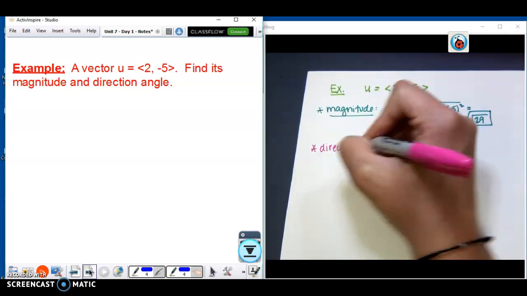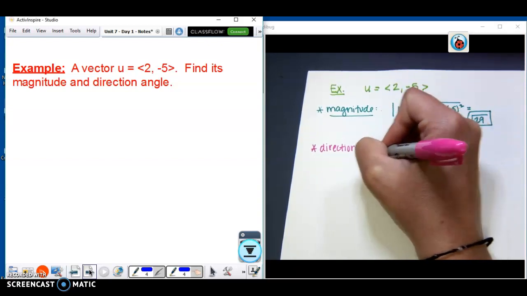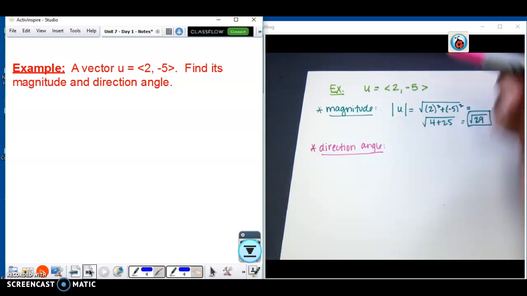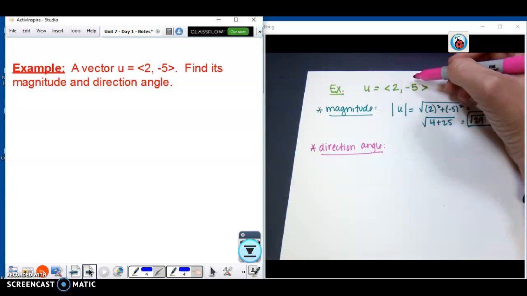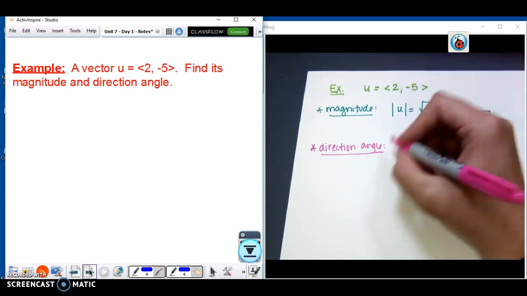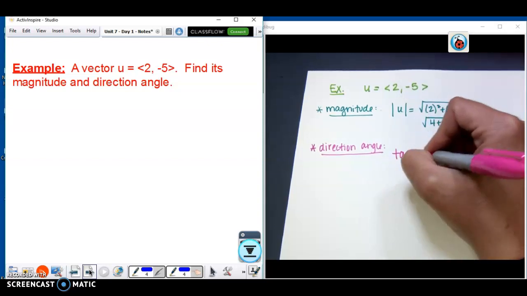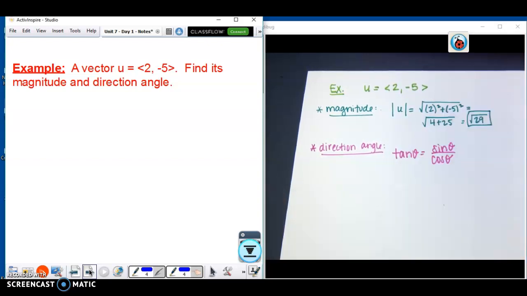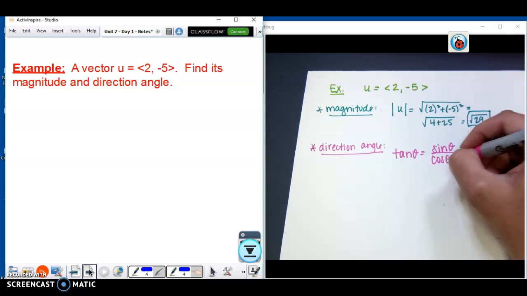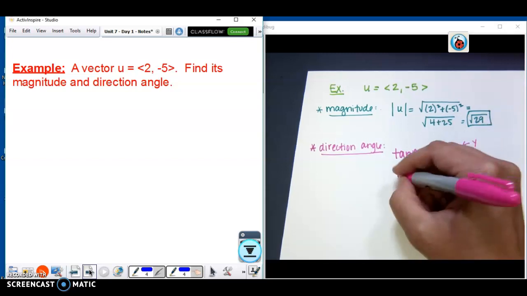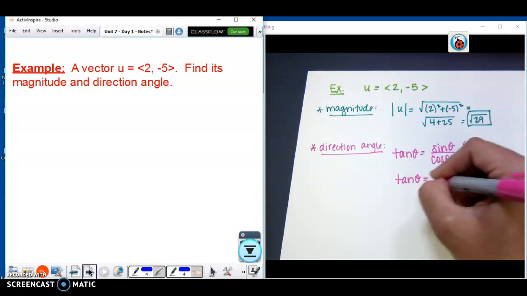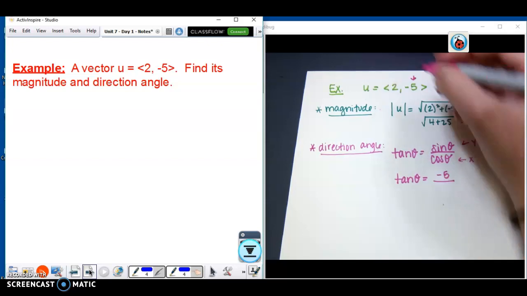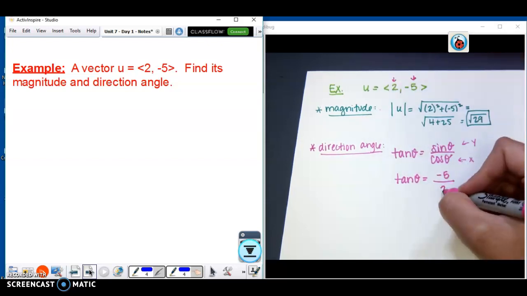we have to use some information that we learned last unit. So to get the direction angle, because we know this one goes with cosine and this one goes with sine, we're going to be using the formula tangent theta equals sine over cosine. Okay, sine, remember, goes with your y value, cosine goes with your x value. So we know tangent theta equals sine will be our y value here, which is negative 5. Cosine will be our x value here, which is 2.